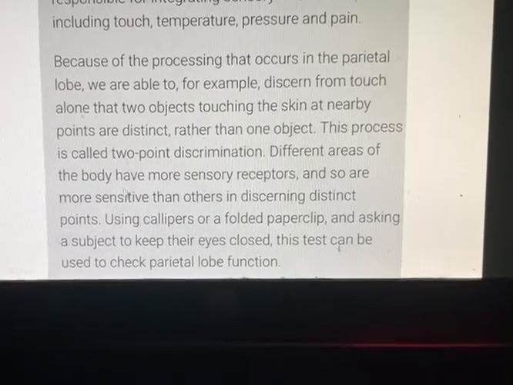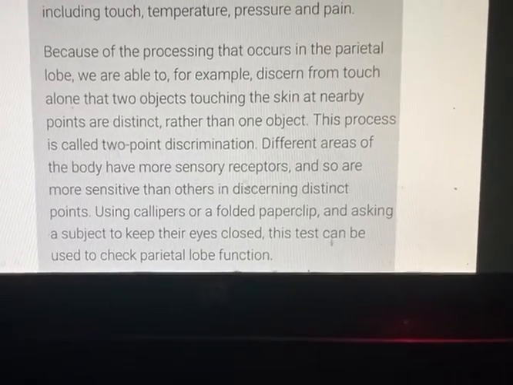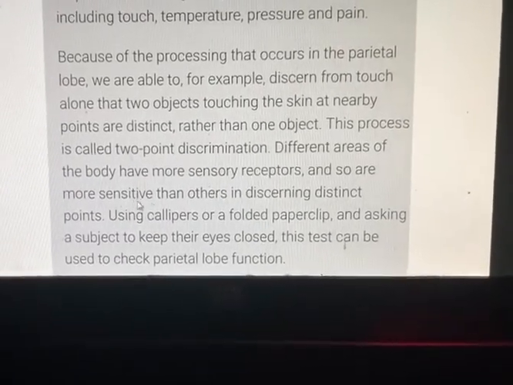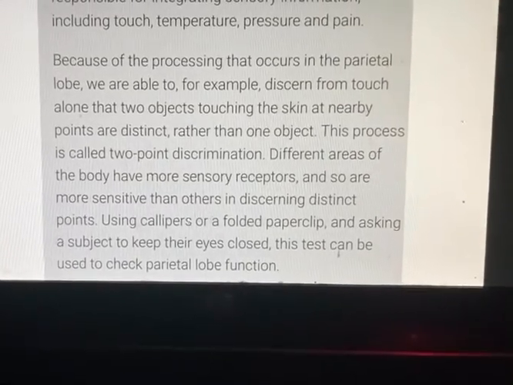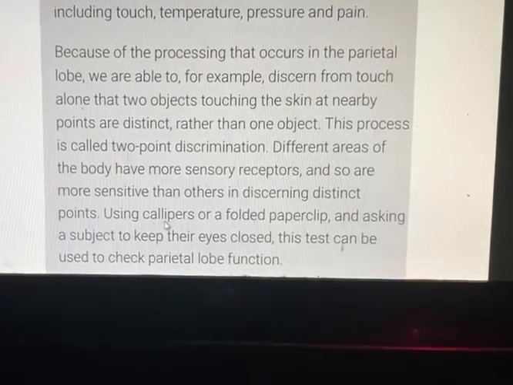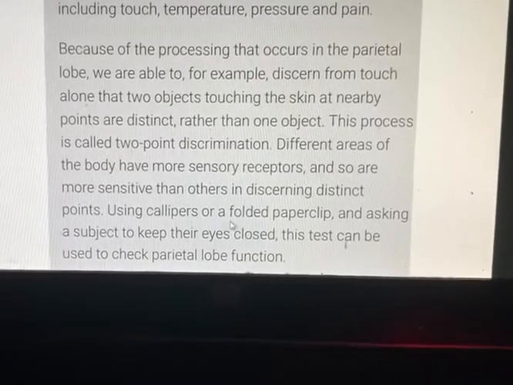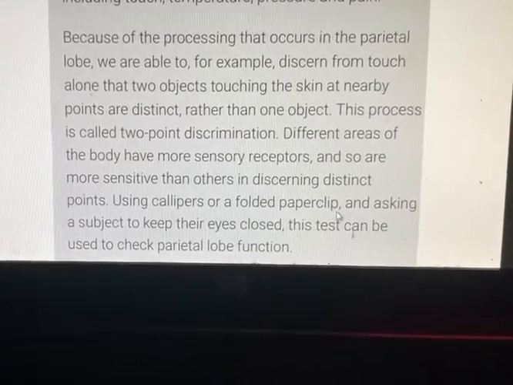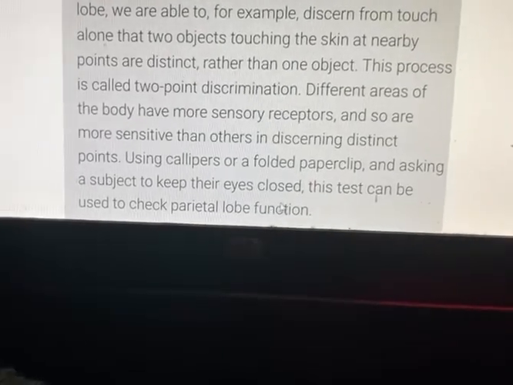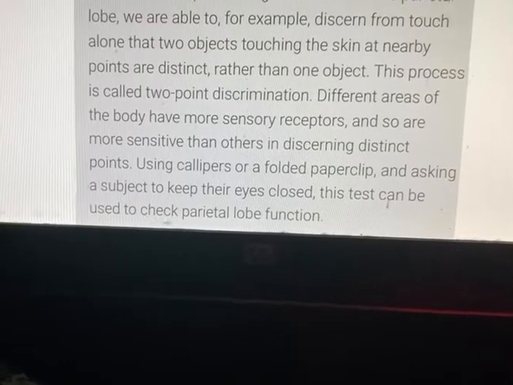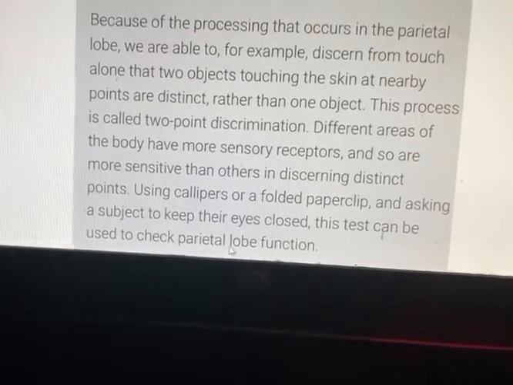Different areas of the body have more sensory receptors, and so we are more sensitive than others in discerning the distinct points. Using calipers or a folded paperclip and asking a subject to keep their eyes closed, this test can be used to check the parietal lobe function.